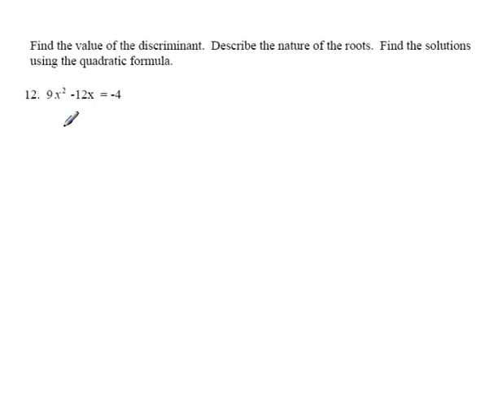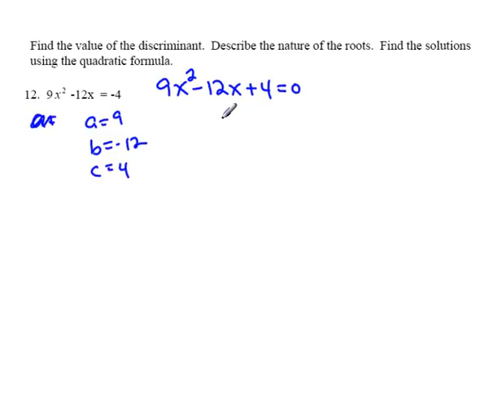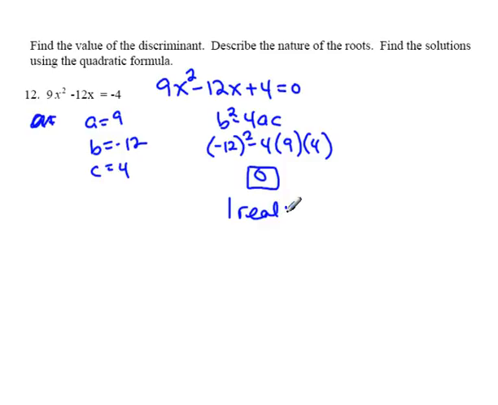Okay, same type of problem. We are going to first have to set this equal to 0, so 9x squared minus 12x, bring the negative 4 over. And now a is 9, b is negative 12, and c is 4. Okay, so let's find the discriminant. Okay, when I do this math here, I get 0. When the value of the discriminant is 0, that tells you you have one real solution and it's always going to be rational. Okay, so let's finish solving the problem.